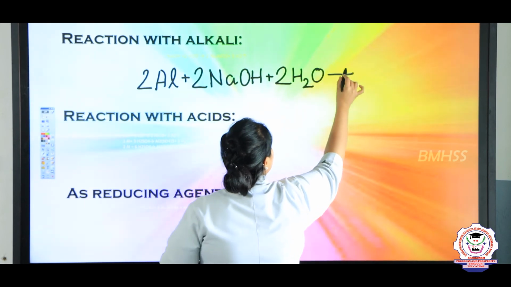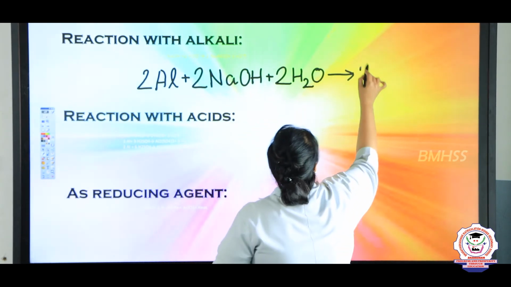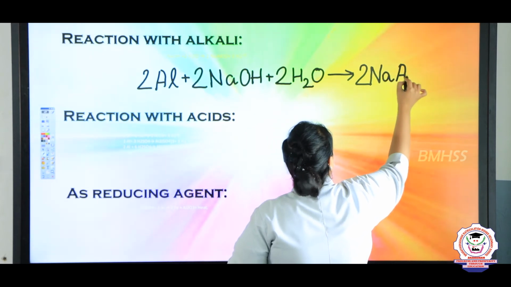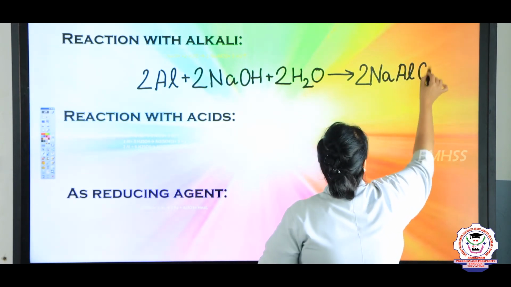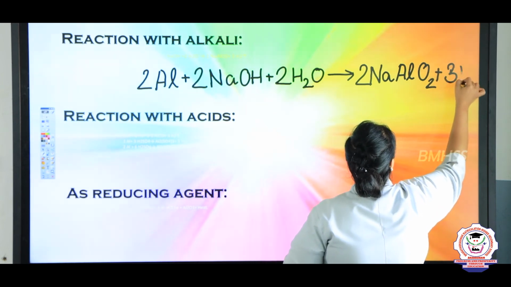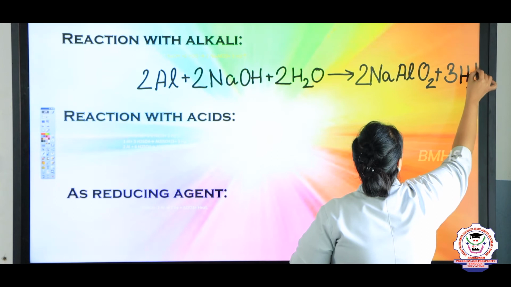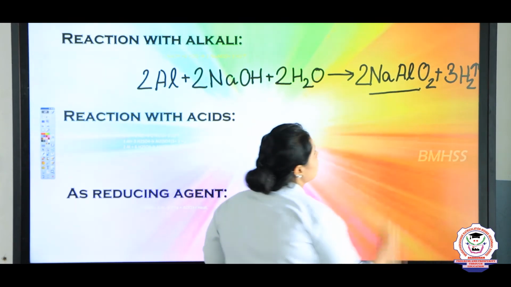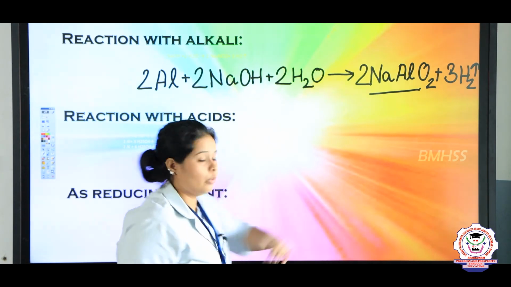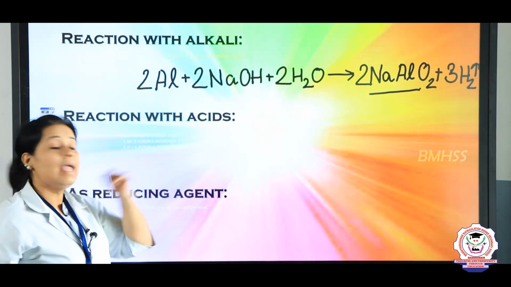When you do the reaction, you get 2NaAlO2 plus 3 molecules of H2 gas. So what is this, children? This is sodium meta-aluminate. Okay, this is an oxide form of aluminium.